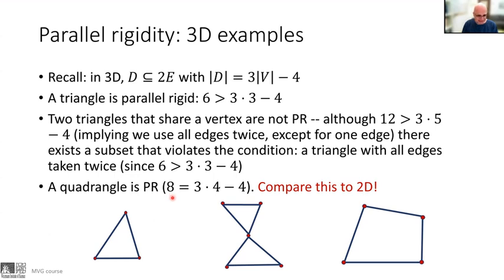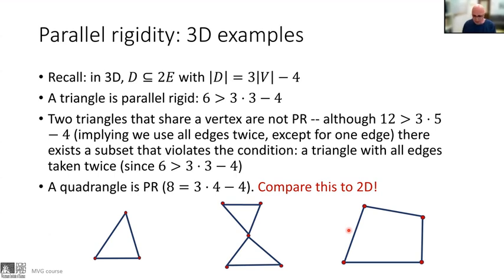And you can see at least the first condition, that the number of edges is 4, so we have 8 here. It is equal to 3 times 4 minus 4. Do you want to try to understand why this structure is parallel rigid in 3D? Any idea? You can think of like a plus sign, one over the other, and you know the distances. No, you don't know the distances. You know the directions. Sorry.